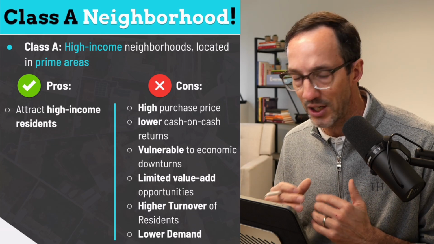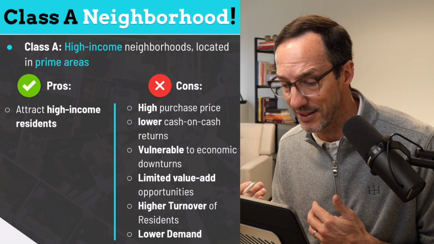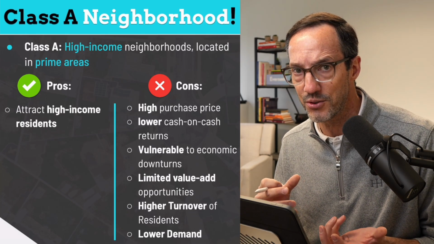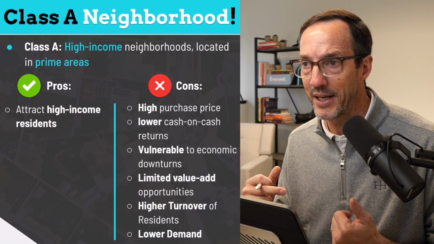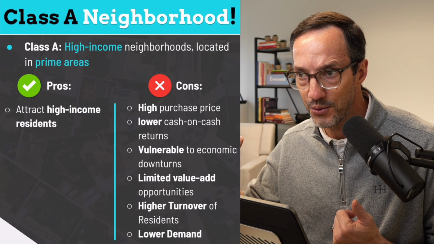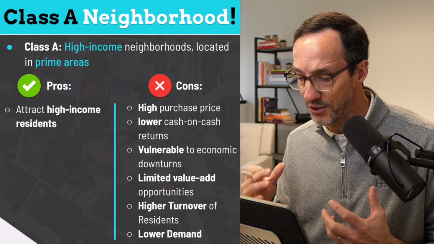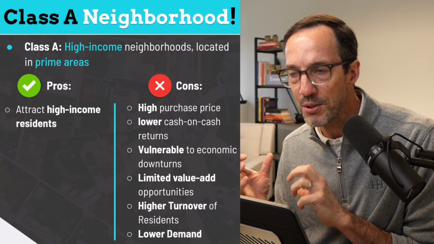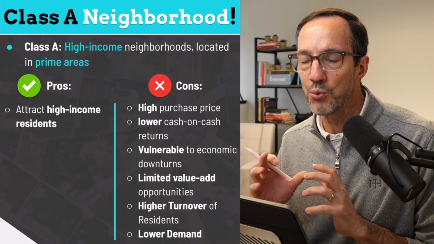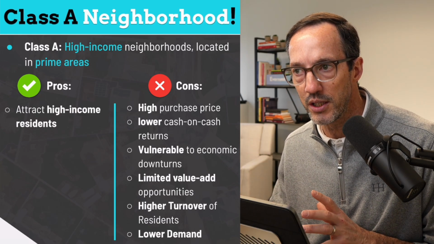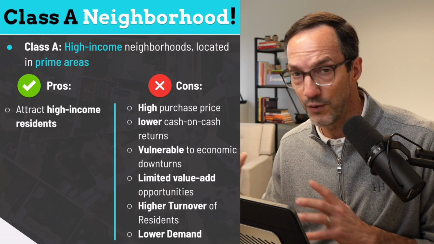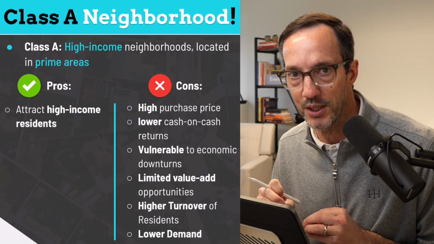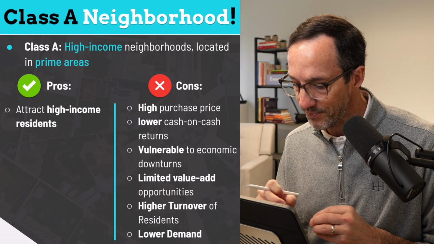What are the cons? The cons are obviously it's going to cost you a lot of money to buy in this area. Lower cash on cash returns, vulnerable to economic downturns. If something happens, people may not want to be spending $3,000, $5,000, $10,000 a month on rent. Limited value add opportunities, just depending. There are some properties. If you find a rundown property in an A-class neighborhood and you can buy it for the right price, then fantastic, but usually there's a ton of competition for those types of properties, and they've already been identified.